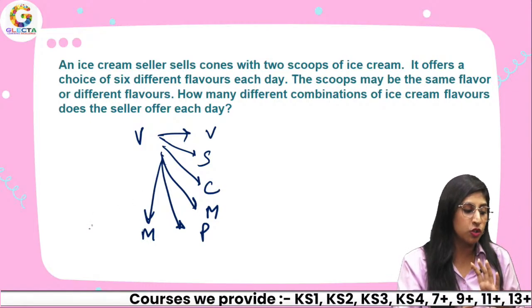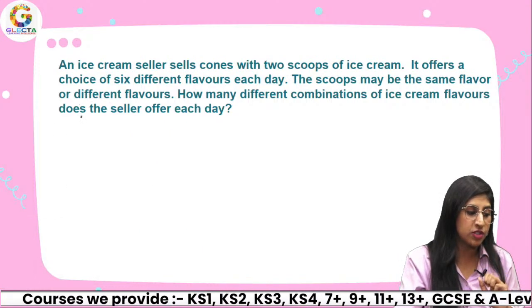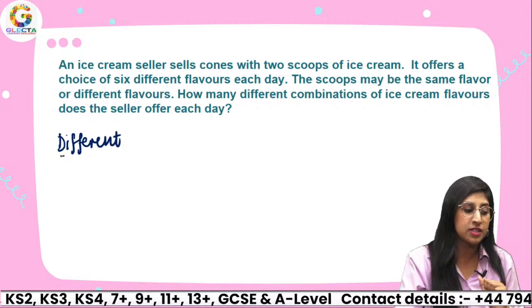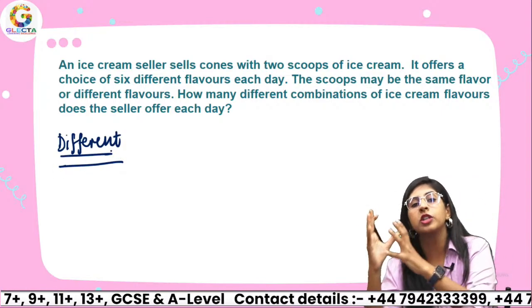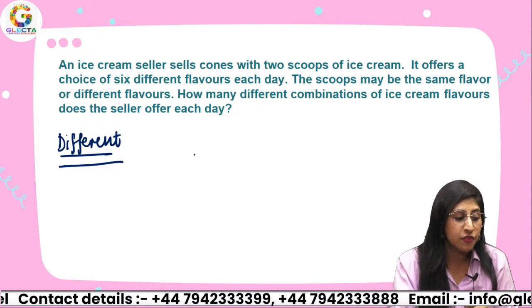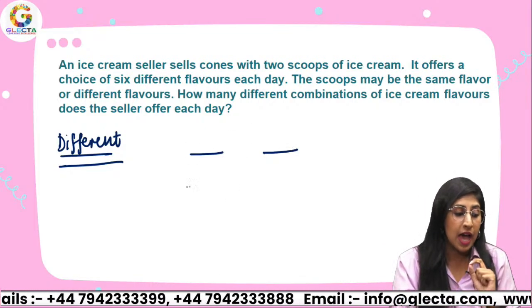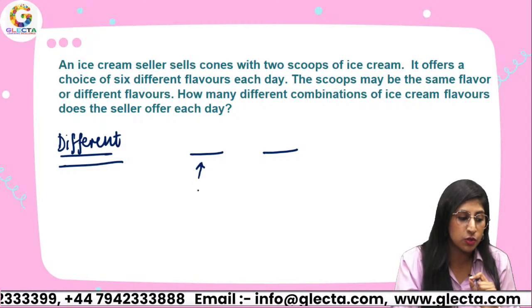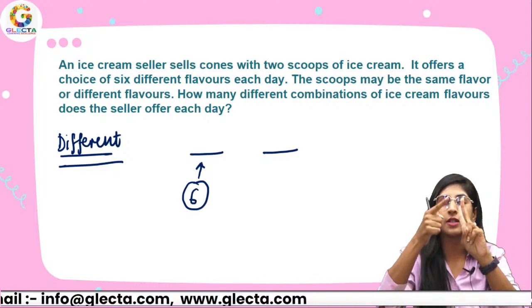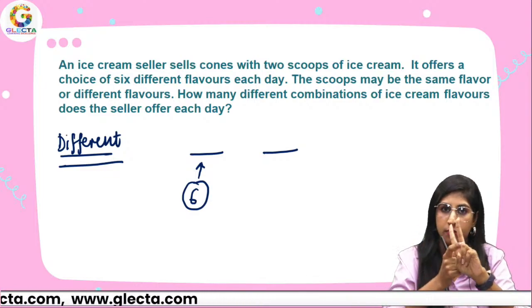Let's try to figure out what will be the different flavors first. By different, I mean if I'm having vanilla as the first flavor, I'm not going to have the second scoop vanilla again, right? So I have 2 scoops over here. I have 6 choices for the first scoop, right? What choices? Vanilla, strawberry, chocolate, mint, peach, melon, right?